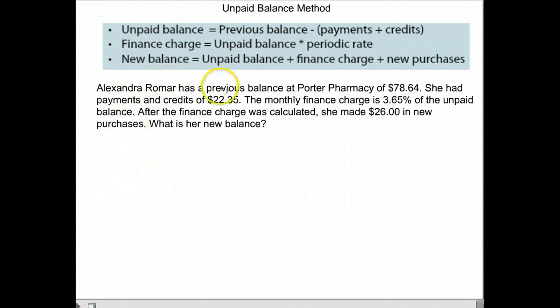Right, Alexandra Romer has a previous balance of $78.64. She had payments or credits of $22.35. The monthly finance charge is 3.65% of the unpaid balance. After the finance charge was calculated, she made $26 in new purchases. What is her new balance? Okay, so let's get started.